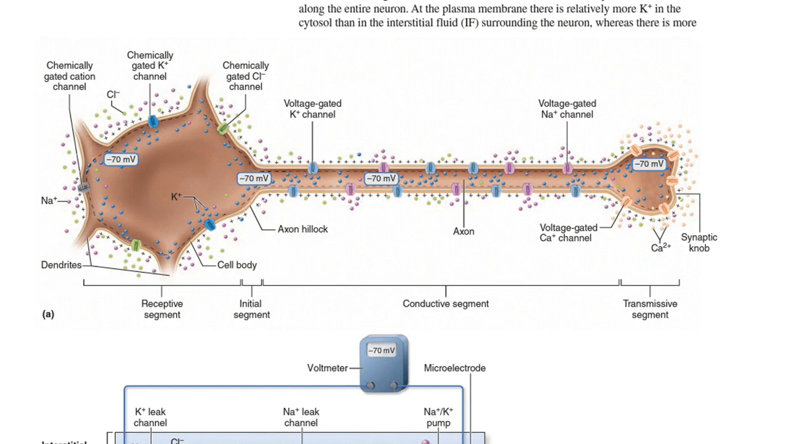Then the receptive segment. So the entire neuron is divided into four parts: receptive segment, initial segment, conductive segment. So in this conductive segment, what happens? The nerve impulse is propagating, and final is the transmissive segment, the last segment.